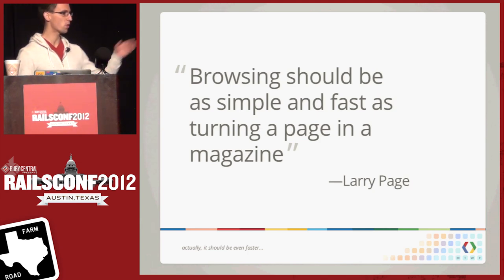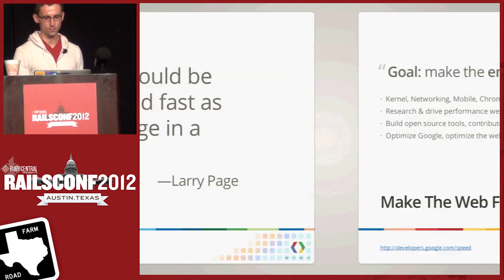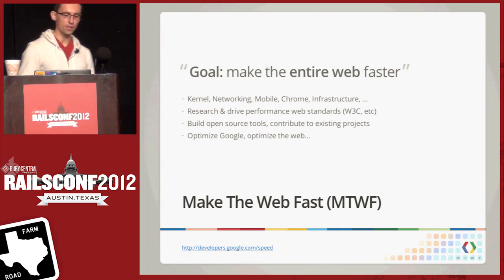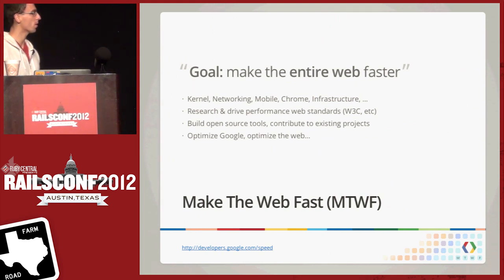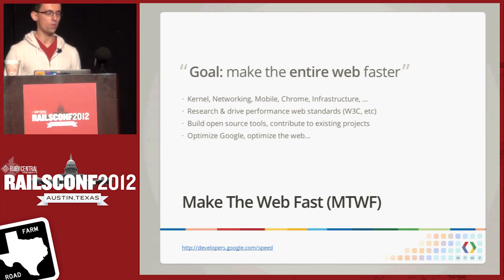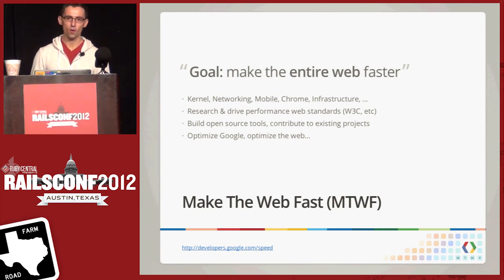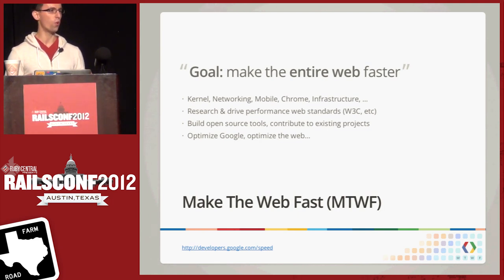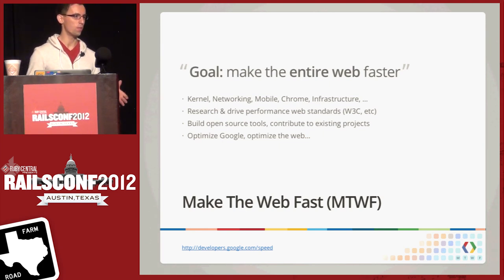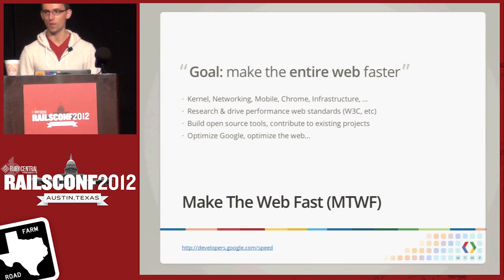And of course, we shouldn't stop there. It should even be faster. So with that in mind, we have an entire team at Google, and it's a fairly large team. The name of the team is Make the Web Fast, and I think you can infer what we're trying to do. Perhaps the most interesting aspect of this team is that while we obviously spend a lot of time optimizing our own products, the actual mandate for the team is to make the web fast as a whole. So we measure the performance of the team based on metrics around the entire web, which is pretty amazing when you think about it.